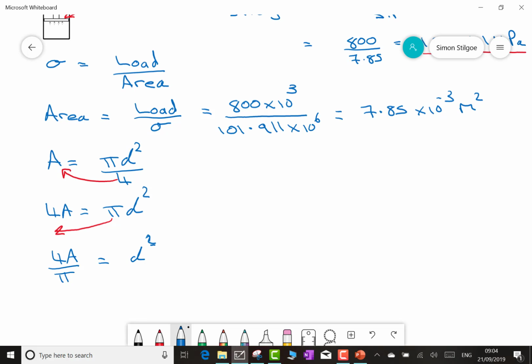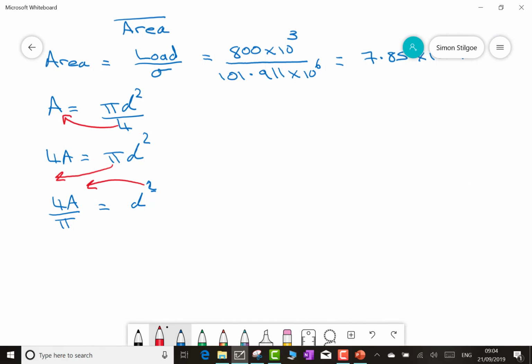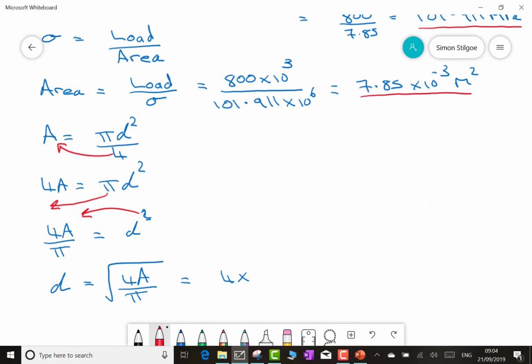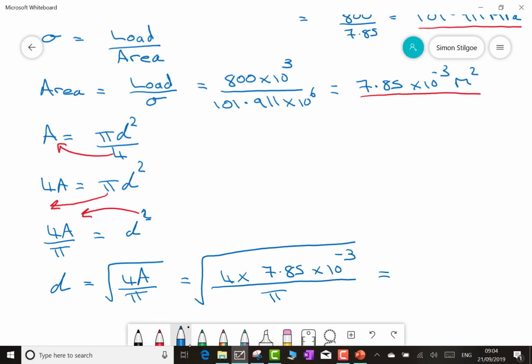Okay, so now that we've got that, I need to remove the squared term over to that side. And the opposite of a squared is a square root. So my final formula, if I rearrange it in the classical way, is going to be diameter is equal to the square root of 4A all over pi. We can now go ahead and shove some numbers into this formula. So 4 multiplied by my area that we found up here, which is 7.85 times 10 to the minus 3, let's divide all that by pi and then take the square root of the entire thing.